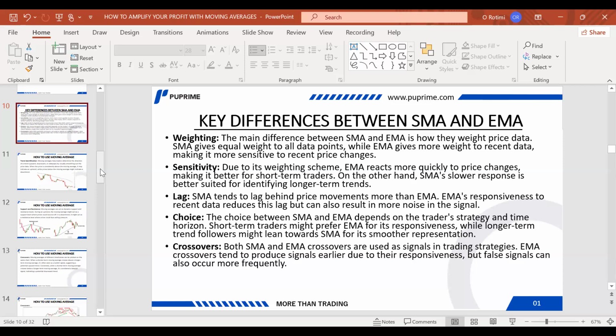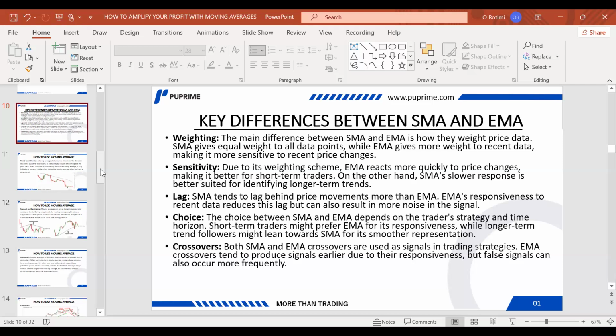And in terms of sensitivity, the EMA reacts quickly to price changes, making it better for short-term traders. So if you are a short-term trader, short-term traders do a lot of scalping and day trading, then the EMA might just be what you need. Whereas if you are a swing trader or a position trader, the simple moving average, which is the SMA, might just be the moving average you have to use.